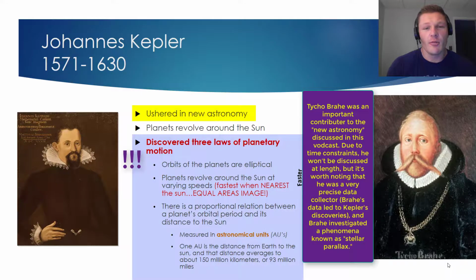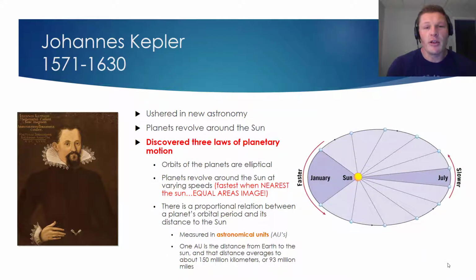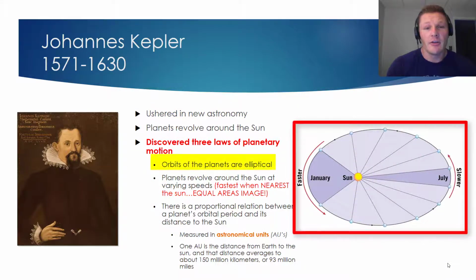Kepler trusted the accuracy of Brahe's data, and what he discovered was that planets' orbits are not circular, they're elliptical. And that includes our very own planet Earth's orbit. It's close to a circular orbit, but it's not a perfectly circular orbit.